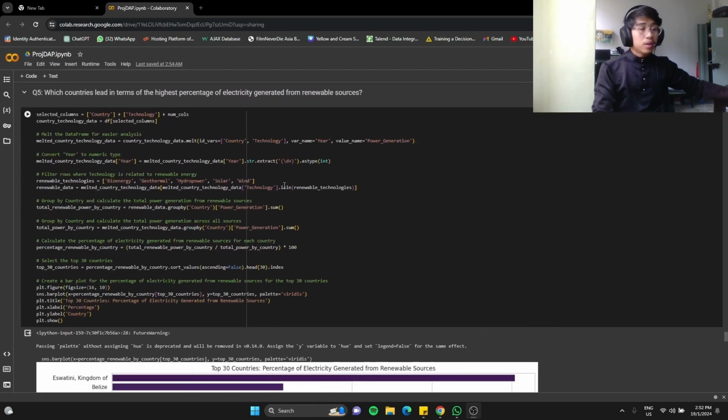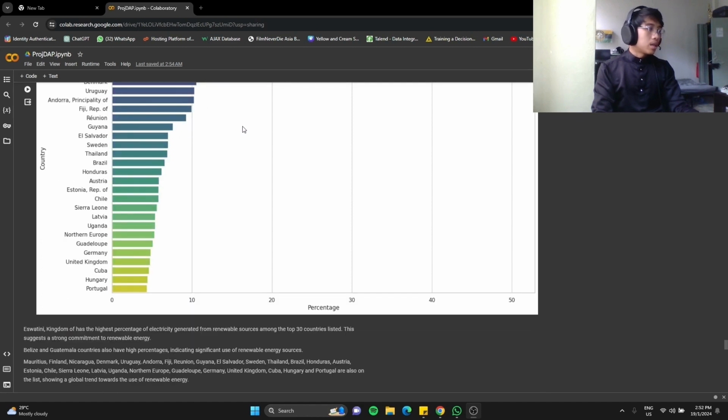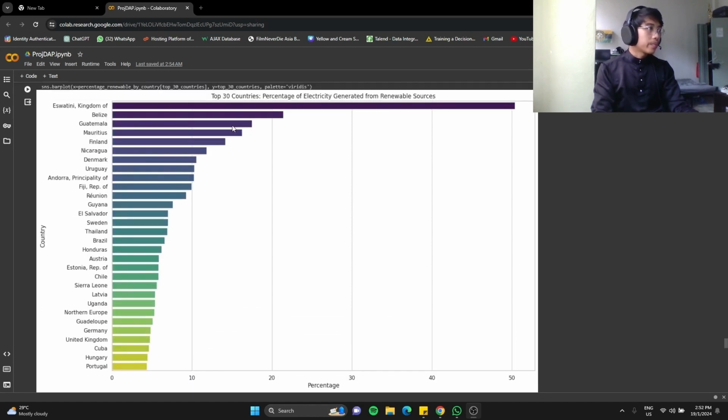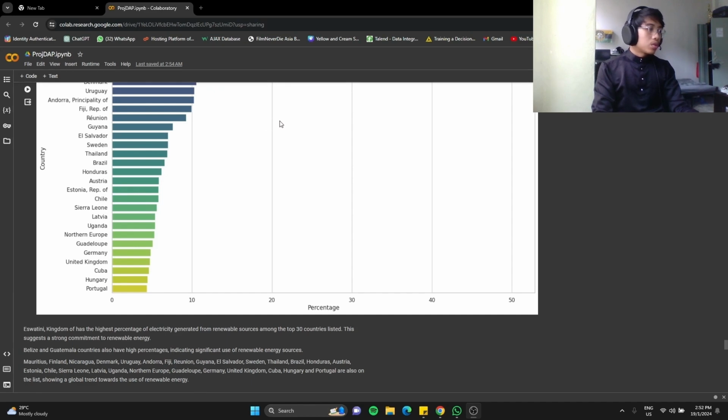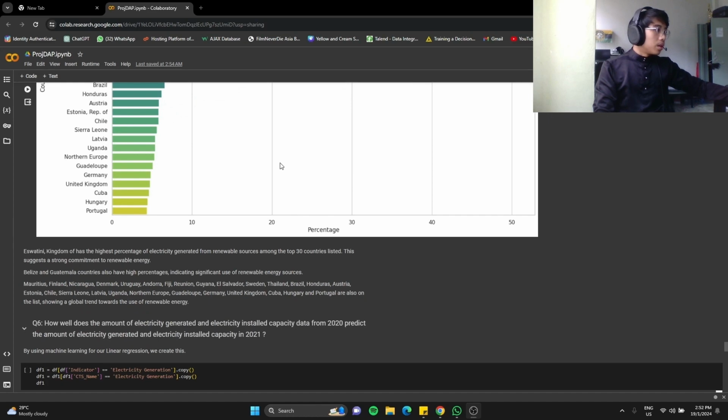Then we proceed to question 5. Which countries lead in terms of the highest percentage of electricity generated from renewable sources? Here we give the output where we select 30 countries and the percentage of electricity generated from renewable sources. As we can see here, Eswatini, Kingdom of, has the highest percentage of electricity generated from renewable sources among the top 3 countries listed. This suggests a strong commitment to renewable energy.